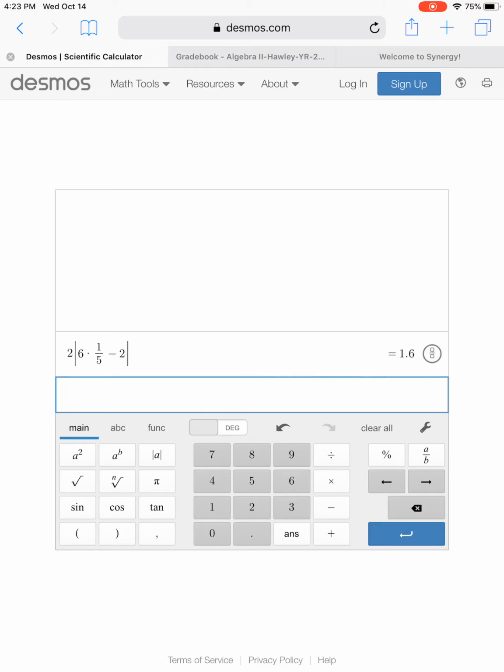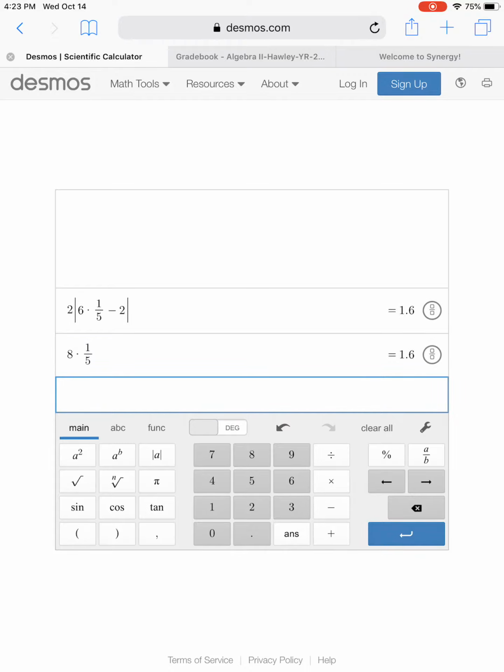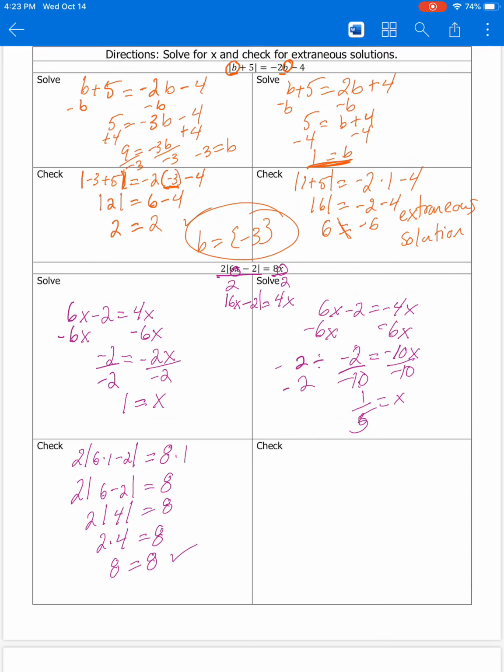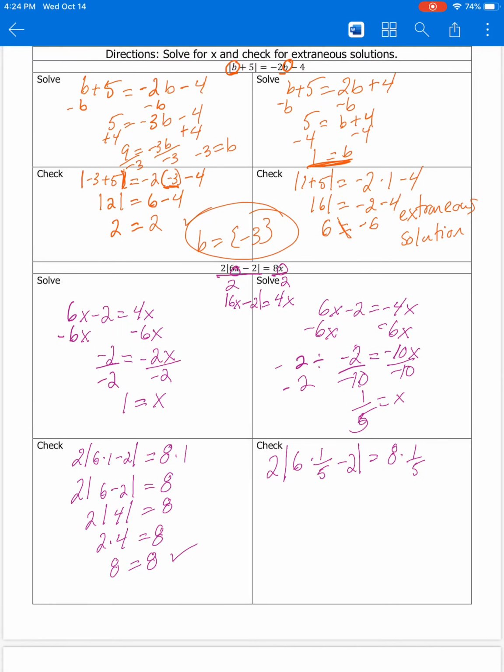And then I do, okay, what's 8 times 1/5? And I get 1.6. So in both cases I get 1.6, so I know it's a solution. I mean, I can do this algebraically. So I'm going to write, there we go. So I can just do this algebraically really quickly.